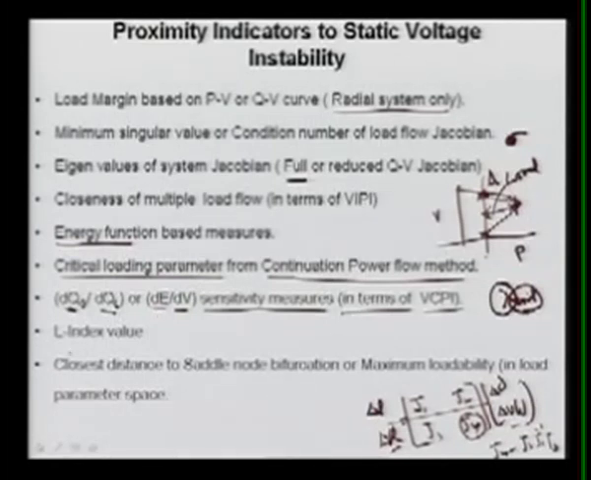We can use the L index. Several people have suggested that the L index is also very useful and a powerful method to know how far you are from the voltage instability point, and this index can also be used. Another is your closest distance to the saddle node bifurcation or the maximum loadability in load parameter space. As I said, here we can say how much distance we have, the closest distance, and that point is called your saddle node bifurcation point.